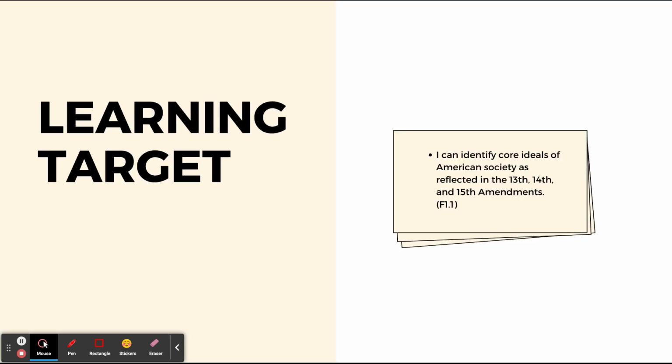So, the learning target for this lesson is: I can identify core ideals of American society as reflected in the 13th, 14th, and 15th Amendments. Keep in mind that these would have been developed not that long after the Gettysburg Address, but the Gettysburg Address was just a speech. These are actual legal amendments or changes to the Constitution.